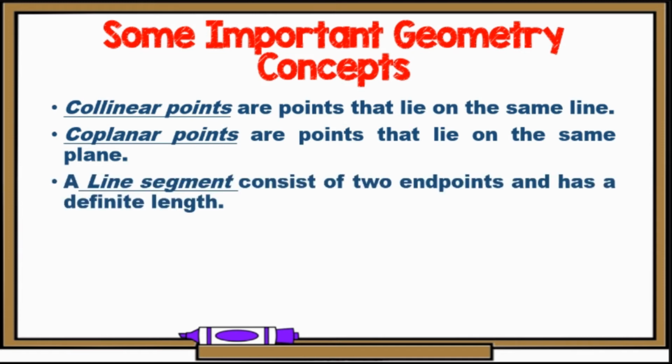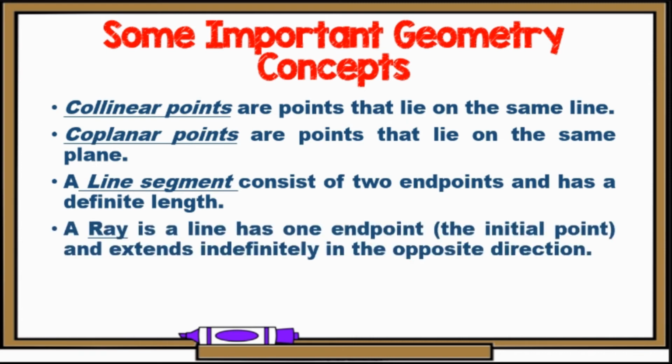Next, we have a line segment. It consists of 2 endpoints and has a definite length. So you can measure the distance between the 2 points and it will determine the length of the line segment. Next, we have rays. A ray is a line that has 1 endpoint. This is called the initial point and extends indefinitely in the opposite direction.